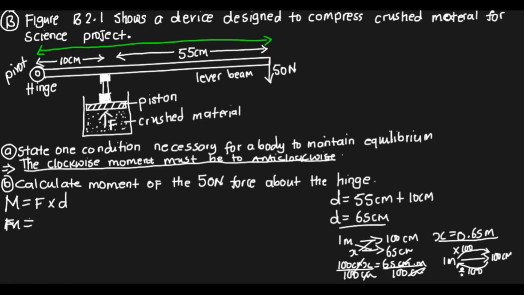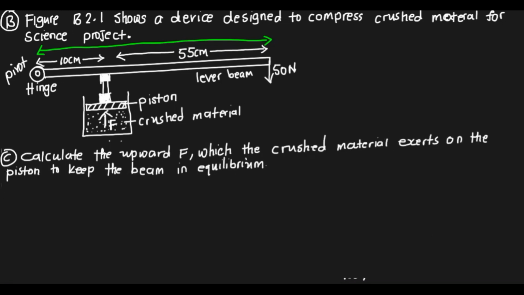So moment is equal to our force, 50 newtons, times the distance, 0.65 meters. So if we multiply 50 times 0.65, we are getting 32.5 newton meters. So this is our moment. Okay, so now we move on to question C.